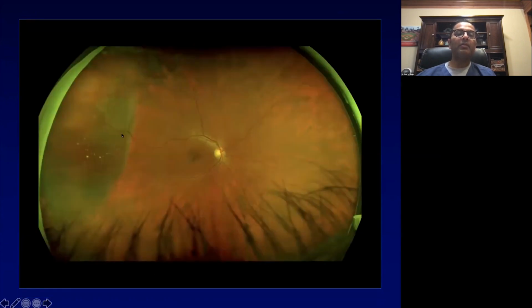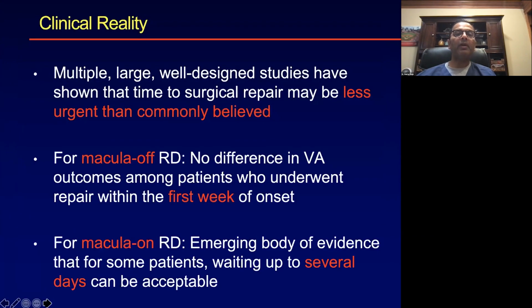Another chronic detachment. So when you look at these detachments, they really look like they've been there for a while. Here's the break that caused the detachment, and here's the guttering of fluid. So it's important to know chronic.